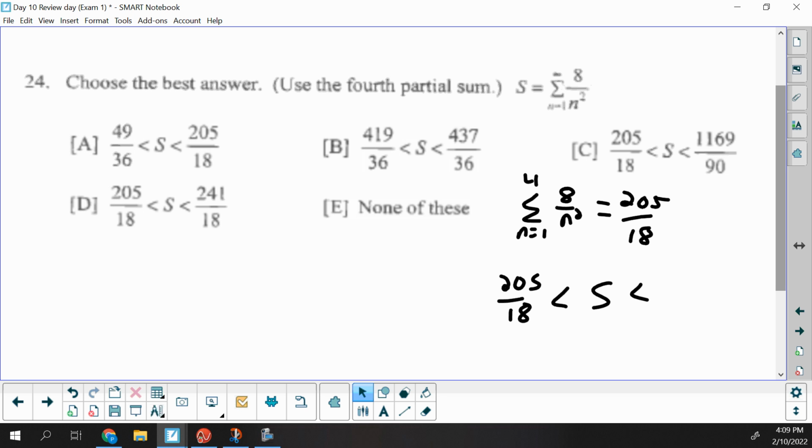Well, this is not alternating, so we can't use our alternating error. So we've got to do our integral error. The integral error is going to tell us an upper bound of how much extra you would have to add to get to the infinite sum. And we're guaranteed that extra is really too much. So if we can do our integral error, like let's say it was 3/18 hypothetically.